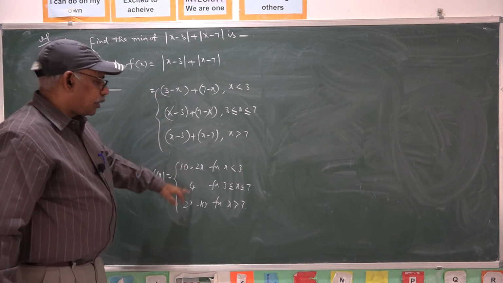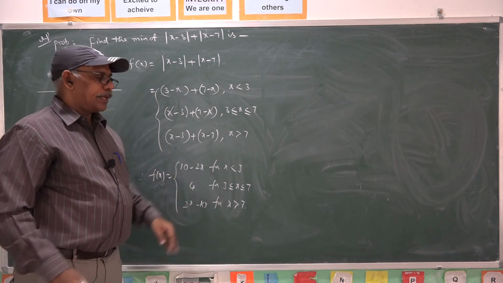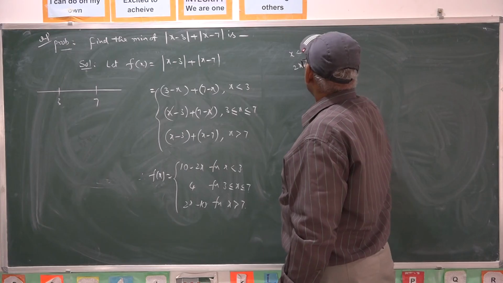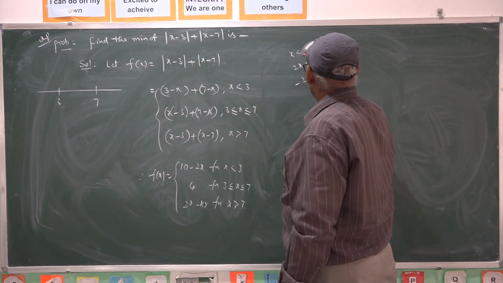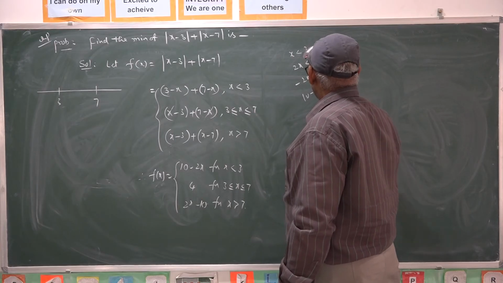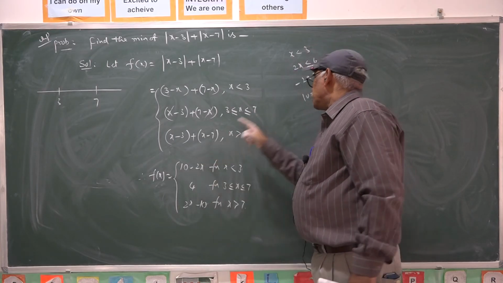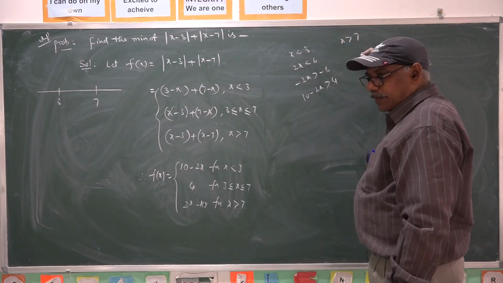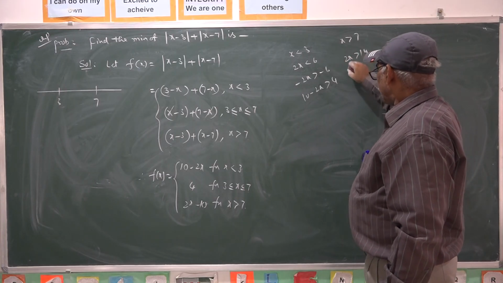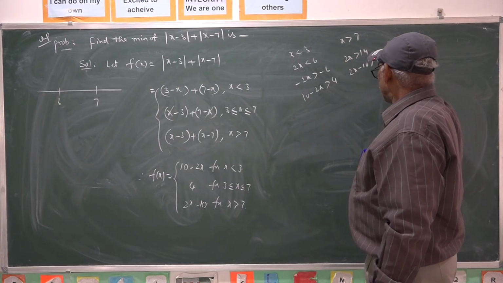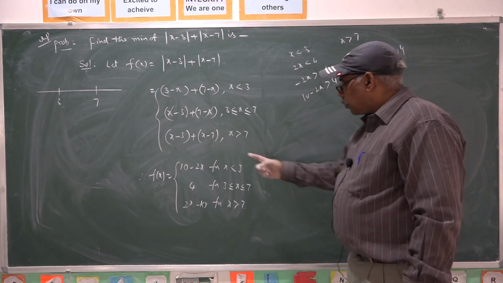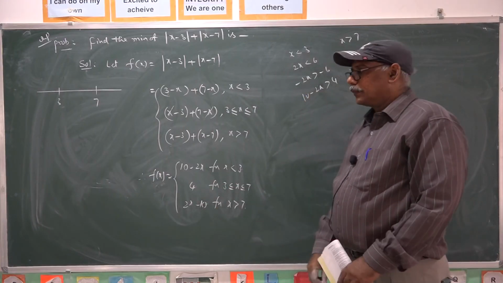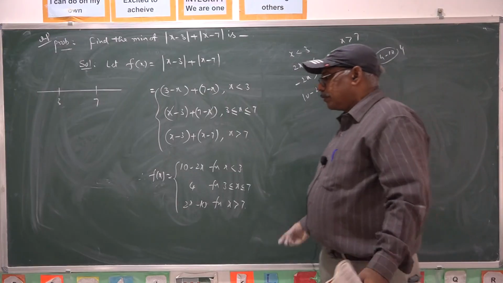Once you observe this, for x less than 3, 2x is less than 6, minus 2x is greater than minus 6, so 10 minus 2x is greater than 4. Once x is less than 3, this value is more than 4. Similarly, once x is greater than 7, 2x is greater than 14, 2x minus 10 is greater than 14 minus 10, which is more than 4. In both cases, this value is more than 4. Hence, the minimum value is 4. That is our conclusion straight away.